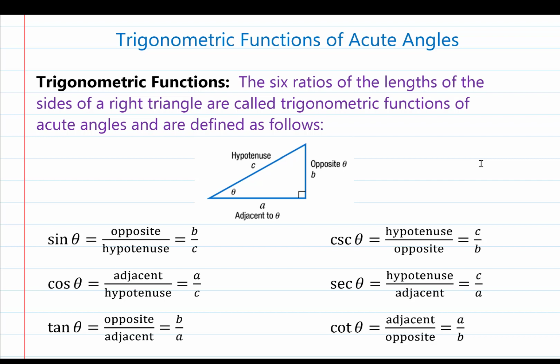The 6 ratios of the lengths of the sides of a right triangle are called trigonometric functions of acute angles and are defined as follows. Let's start by understanding the labeling in our triangle here.